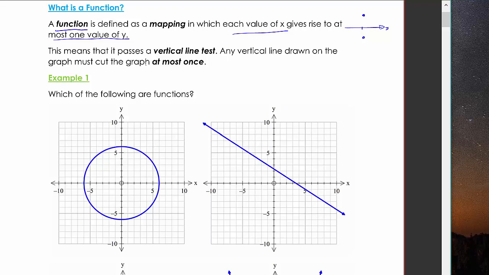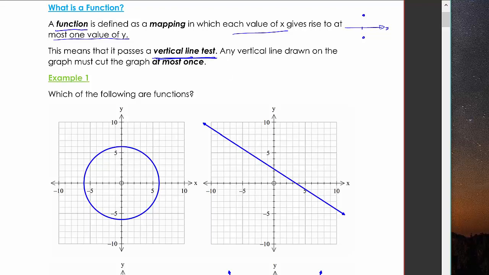That means that a function passes what's known as a vertical line test. Any vertical line drawn on the graph must cut the graph at most once. So it can cut it no times, or it can cut it one time. And remember, it is any vertical line.